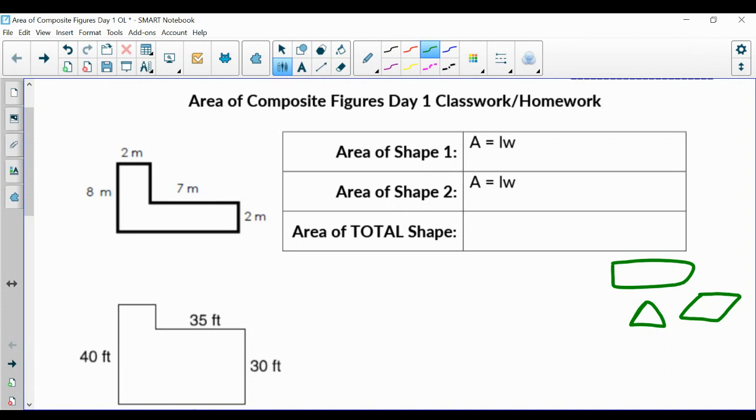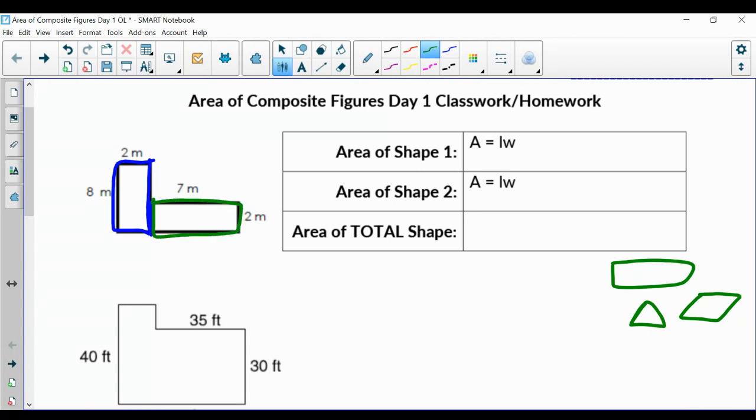So if we're looking at this L-shape, what two shapes do you think we could split it up into? Rectangles. The L-shape is made out of two different rectangles. So there are two different ways that you can split it up. You can split it up going horizontal, or if you want, you can split it up going vertical. I'm going to split it up going vertical just because I think that's going to be easier. So I'm going to color coordinate here. This is going to be my blue shape, and then this is going to be my green shape.